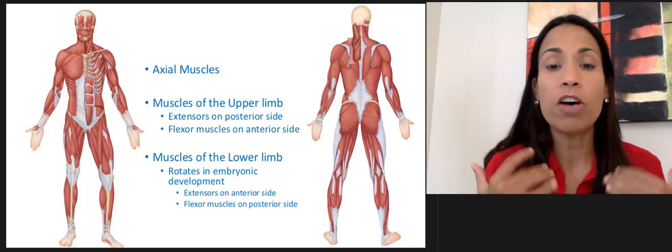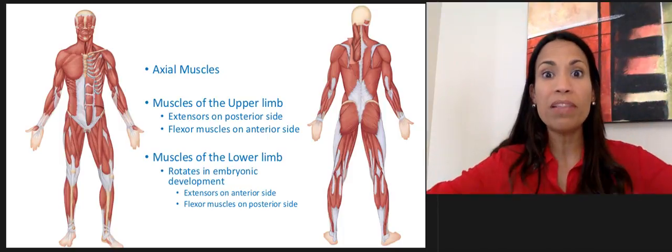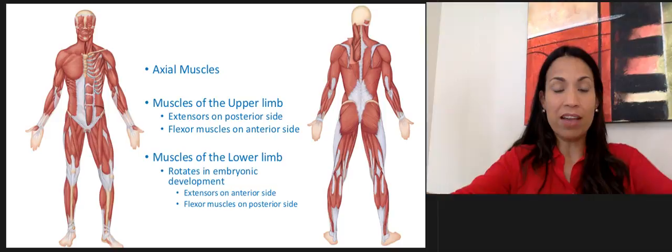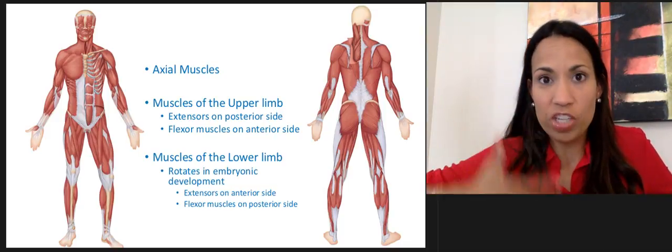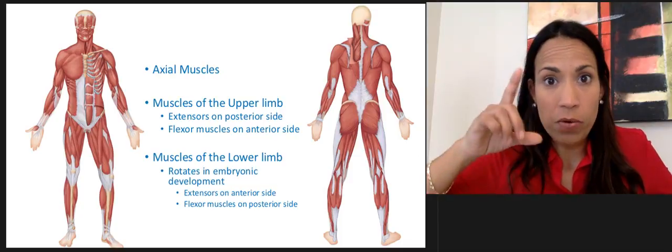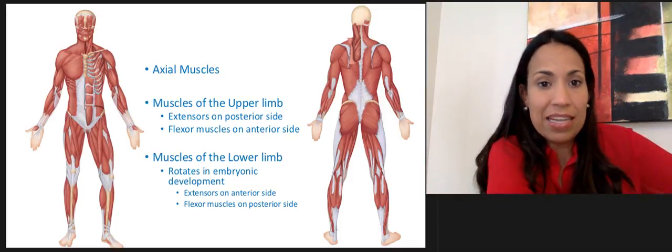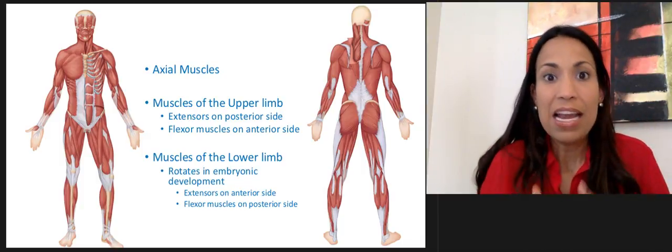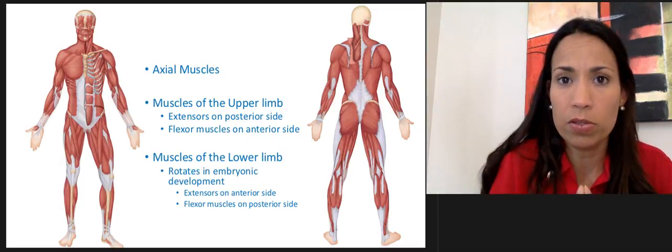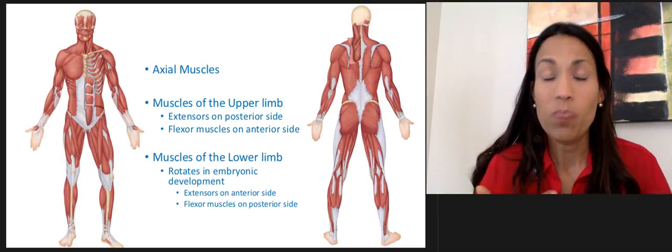The muscles of the human body, usually all the flexors, are located on the anterior aspect, or in the anterior side of your body. Now, remember, we're talking in anatomical position, and all the extensor muscles are in the posterior aspect. Now, this is true for the muscles of the upper limb and true for the axial muscles.